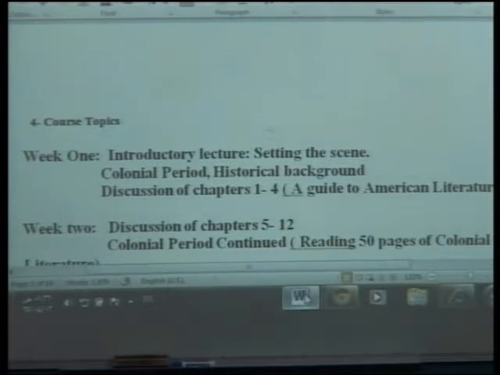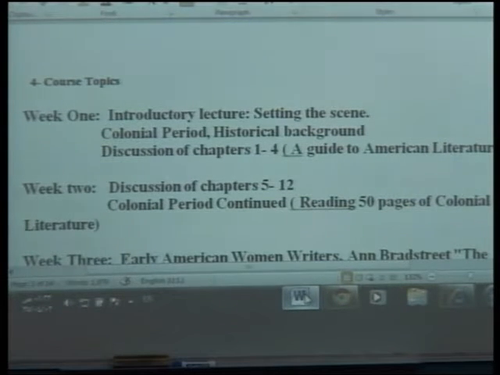You'll find it's a guide to American literature. It's the Idiot Guide, it's called Idiot Guide. You might have seen that. Week 2, discussion of chapters 5 and 12. And then you have another book in week 2. It's reading 50 pages of another book, Introduction to American Literature. We have to read 50 pages and discuss them.